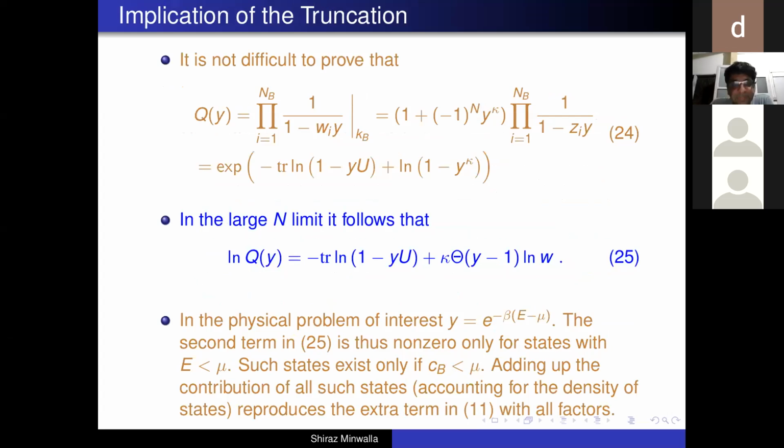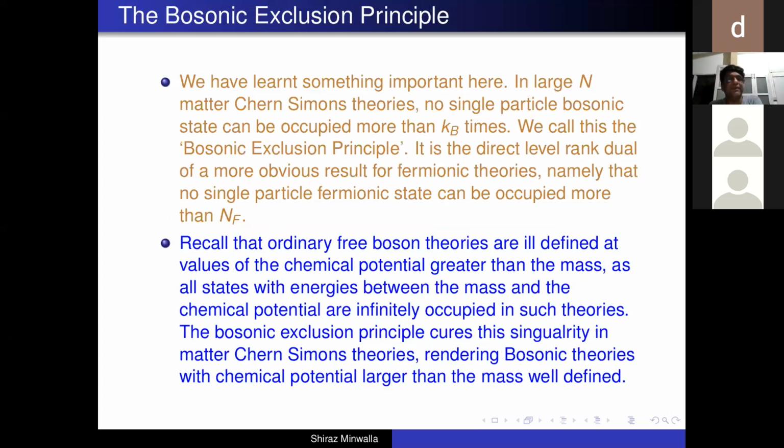It's interesting even for the fermions, but I think we've learned something especially important for the bosons. The important thing we've learned is that in matter Chern-Simons theories, no bosonic single particle state, at least at large N, is allowed to be occupied more than k times. This is a subset of the condition that we're truncating to Wess-Zumino-Witten singlets, and is what we call the bosonic exclusion principle. Just like fermions cannot be occupied more than n_f times, bosons cannot occupy a single particle state more than k_b times.